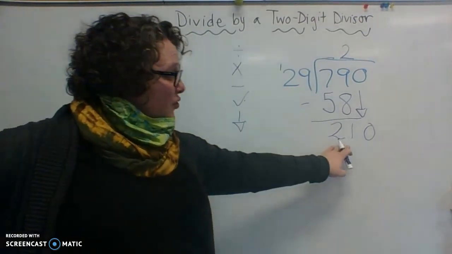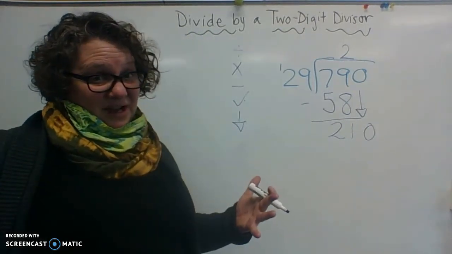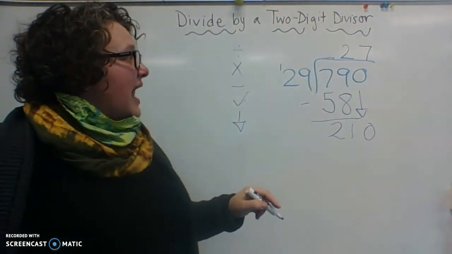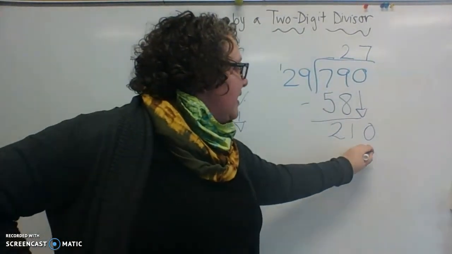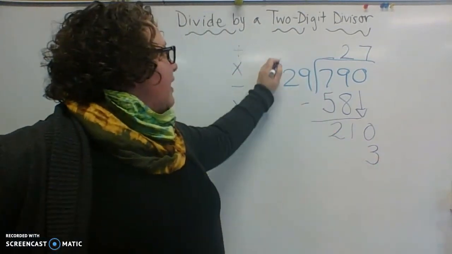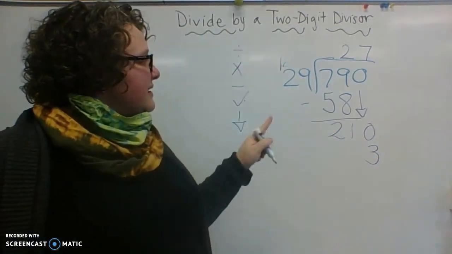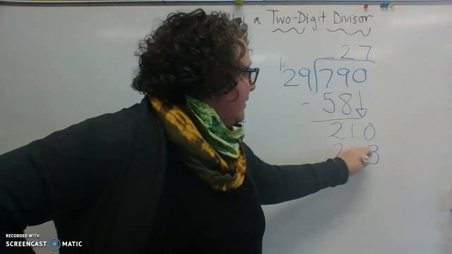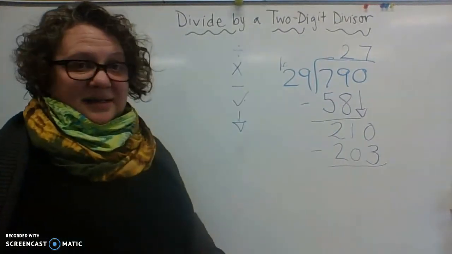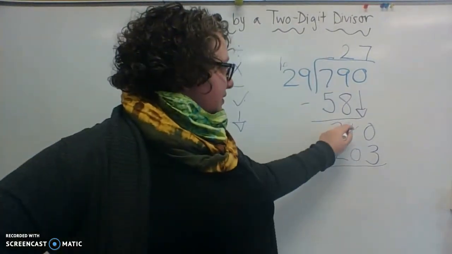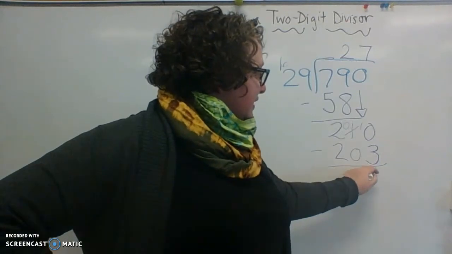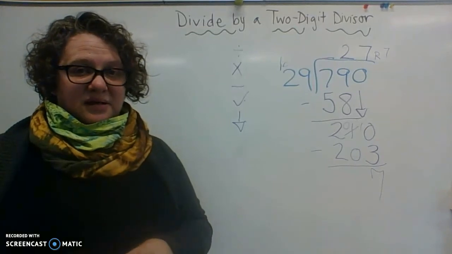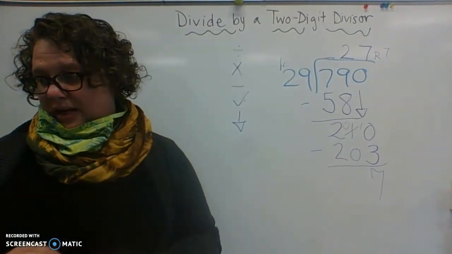3 goes into 21 7 times, right? So I'm going to put my 7 up here. 7 times 9 is 63. So I'm going to do a 3 down here and carry my 6. 7 times 2 is 14. Plus 6 is 20. And then I subtract. And when I borrow, I'm going to have a 0 here and a 10 here. And 10 minus 3 is 7. So I have 27, remainder 7. Okay.